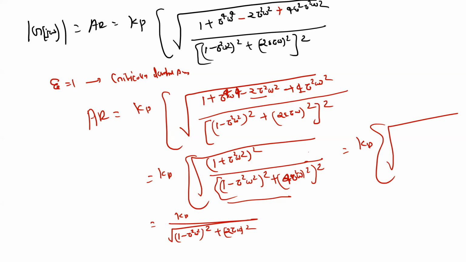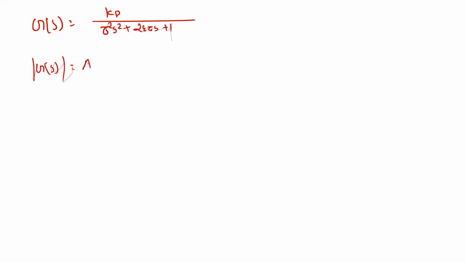So this one is your amplitude ratio for the second order process. Directly, you don't have to do that much derivation. I'm telling you one of the easiest ways. Let's say G(s) is equals to Kp divided by tau square s square plus 2 zeta tau s plus 1. If this is your transfer function and they are asking to calculate the amplitude ratio, you directly substitute Kp divided by root over 1 minus tau square omega square whole square plus 2 zeta tau omega whole square.